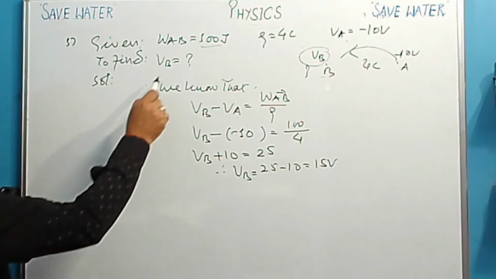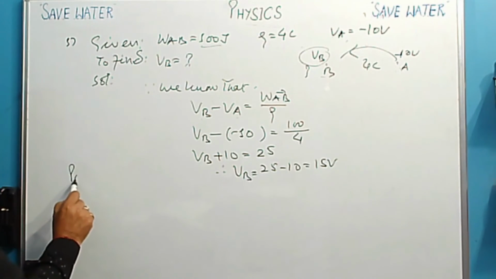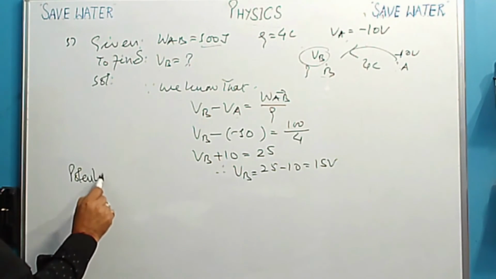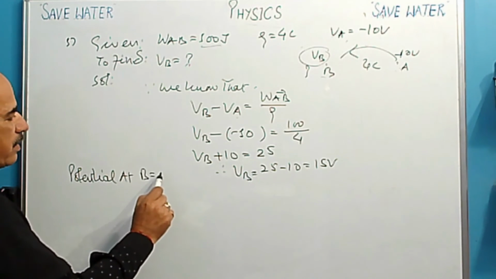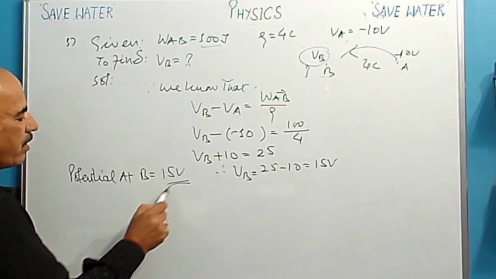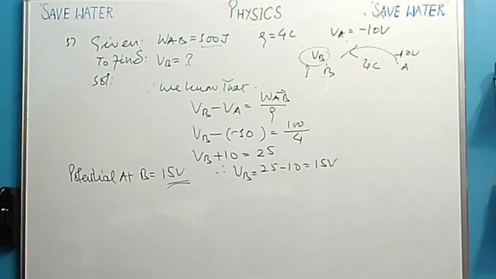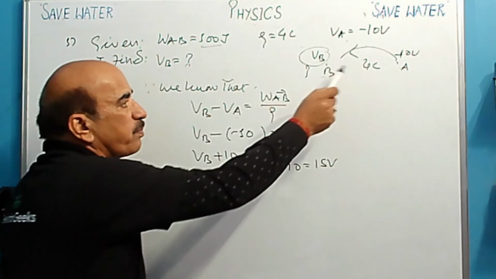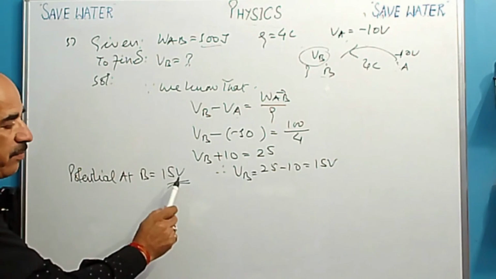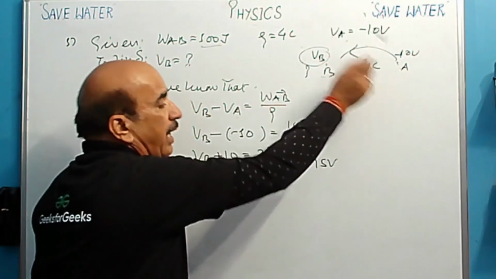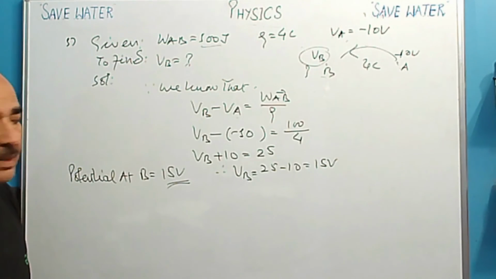So potential at B, therefore, potential at B is 15 volt, and which is higher than minus 10 volt. So this means charge is moved from A to B, and at B potential is higher. This is 15 volt, and it is here minus 10. Yes. So note it down. It is a very good question for competitive exams also.